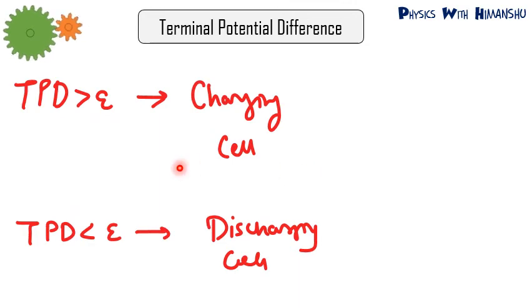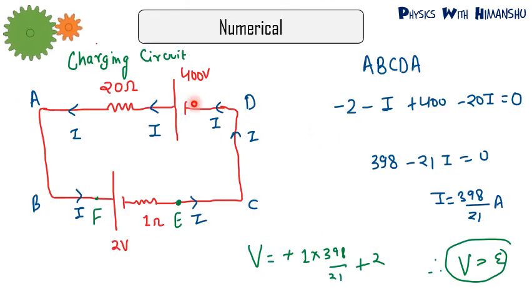Okay, there are two more conditions. Can TPD be greater than EMF? Yes. TPD will be greater than EMF when you are charging the cell or charging the battery. And can TPD be less than EMF? Yes, when you are discharging the battery. We have already solved a numerical for this. While we are discharging the battery, the TPD will be less than EMF. And for charging, we'll solve this numerical.